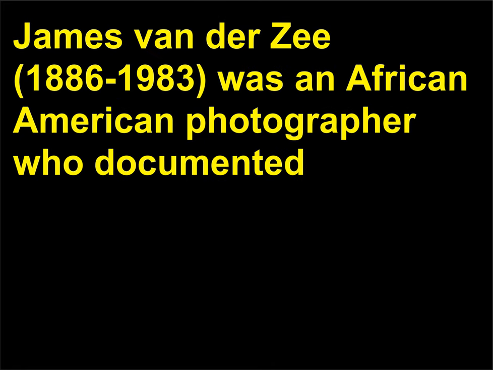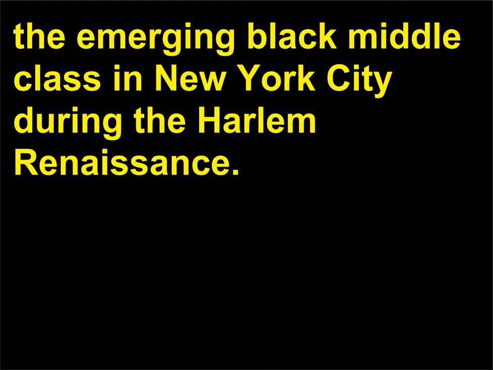Who was James van der Zee? James van der Zee, 1886-1983, was an African-American photographer who documented the emerging black middle class in New York City during the Harlem Renaissance.